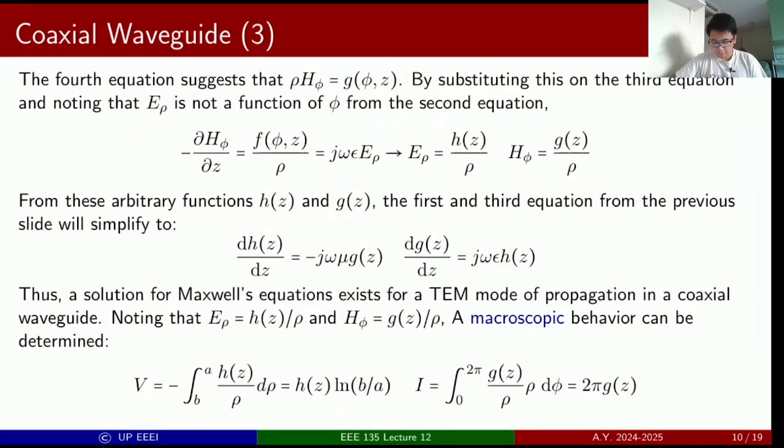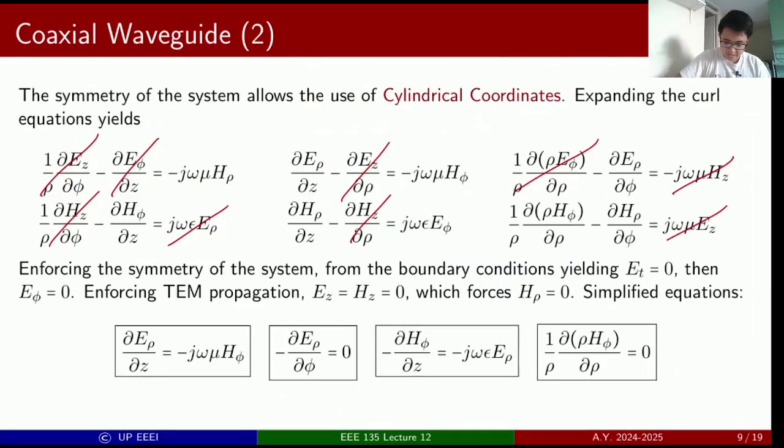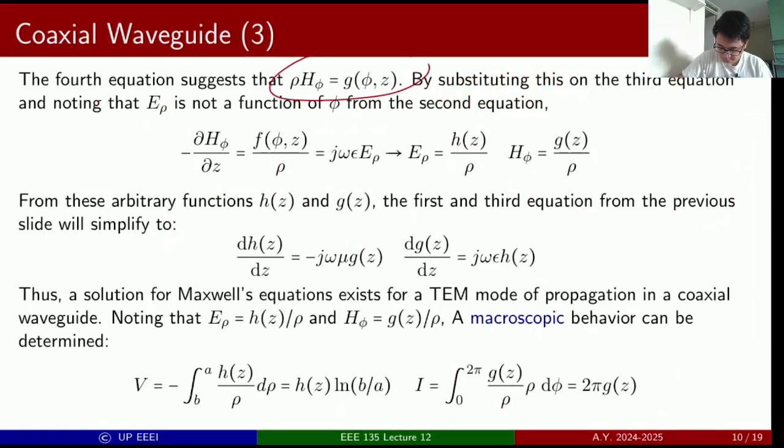So the 4th equation suggests that rho times h_v is equal to some function that is constant with respect to phi and z, because the partial derivative of this with respect to rho is equal to 0. Therefore, it should be constant with respect to rho, which means that it is a function of only phi and z. That's why we can say that rho multiplied by h_v is a function of phi and z. So this is what happened here.